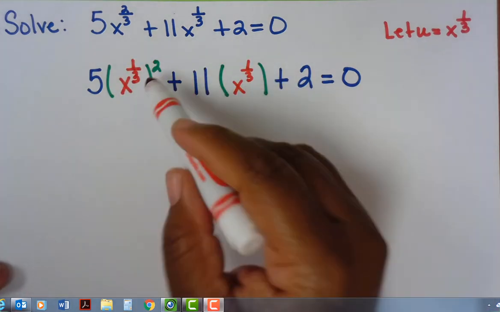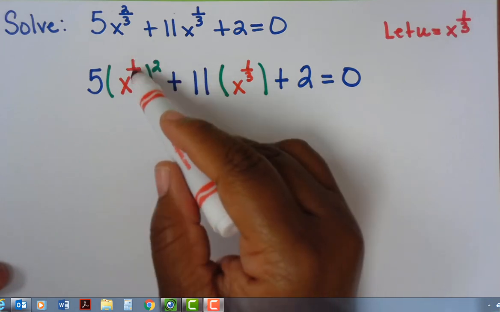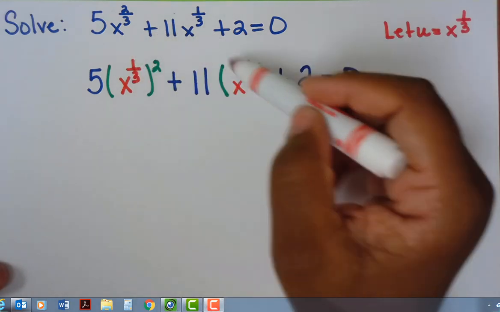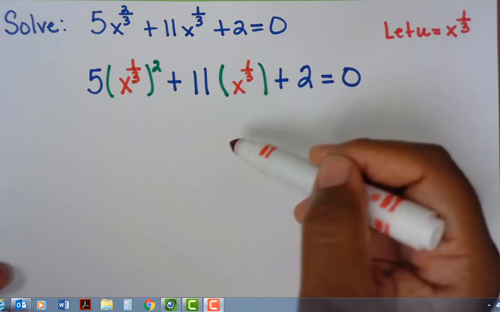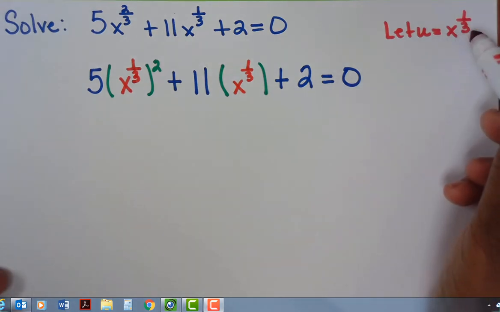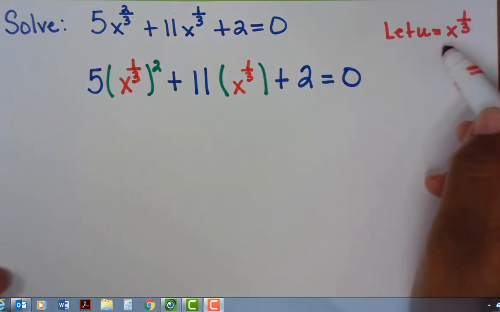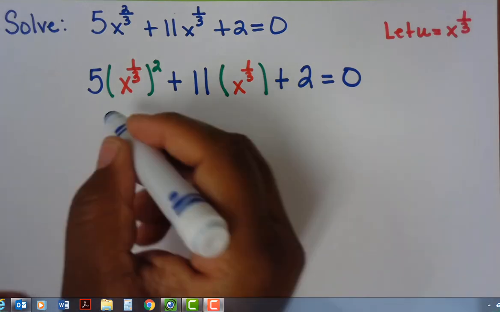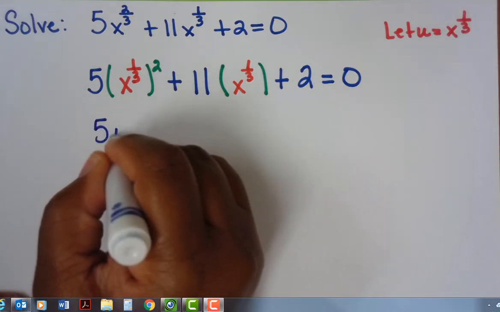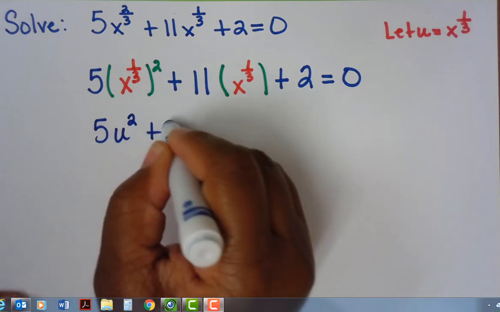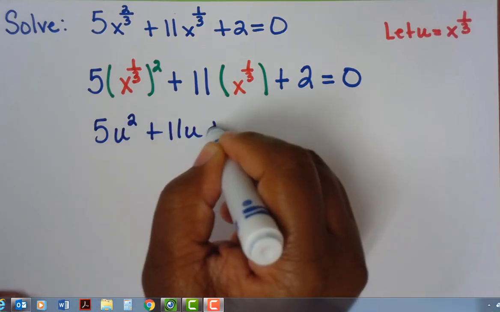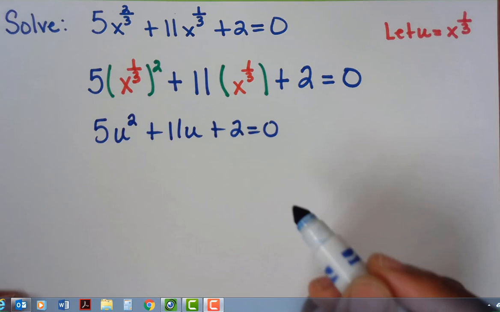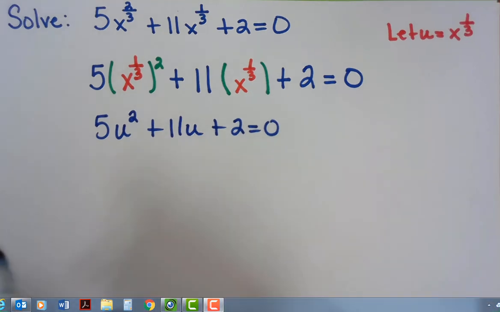Because we want to make each term equivalent. So now we're going to in turn let u equal x^(1/3). Let's rewrite this using the variable u. So we have 5u squared plus 11u plus 2 equals 0. And then we're going to solve.